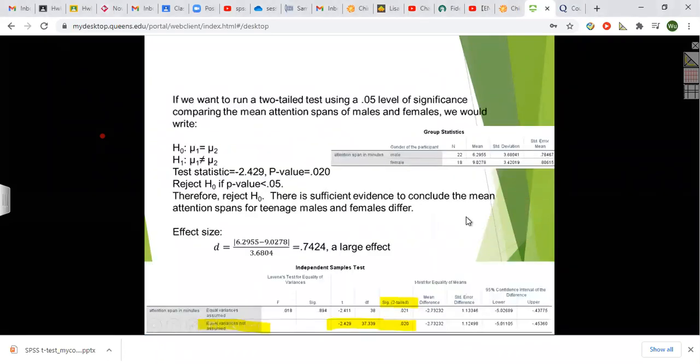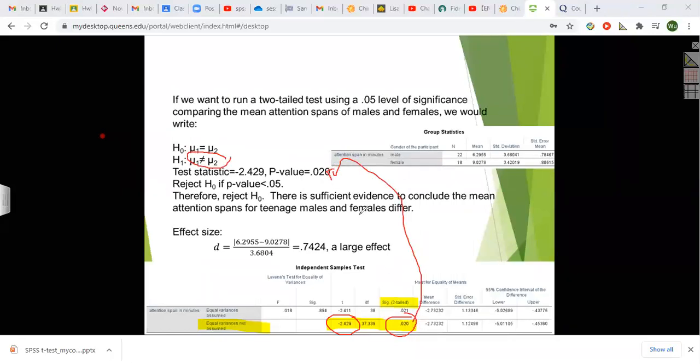Therefore, we can carry out this test. The null and alternative have been specified. The test statistic is negative 2.429, which is from the second row, and the p-value is 0.02, again from the second row. This is already a two-tailed test, so there's no need to divide the p-value by 2. Just write down 0.02. Rejection rule: reject the null hypothesis if the p-value is less than 0.05, and our p-value is 0.02, which is less than 0.05. Therefore, we reject the null hypothesis, which means accepting the alternative.